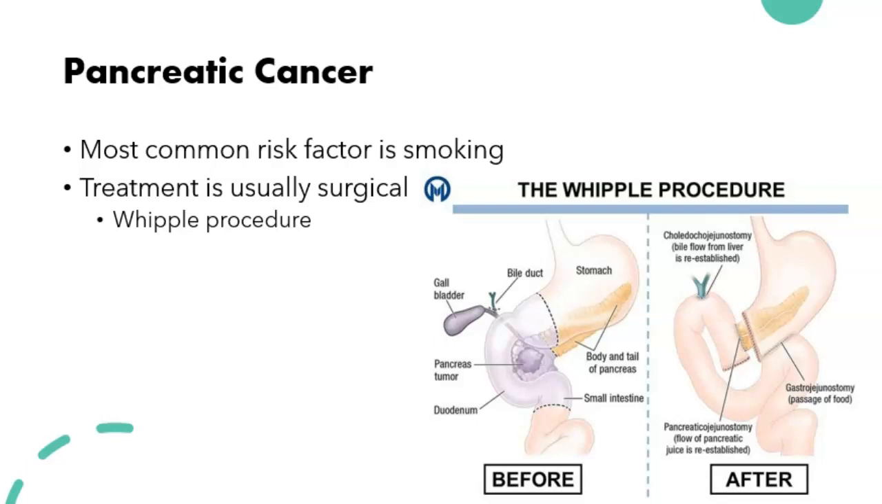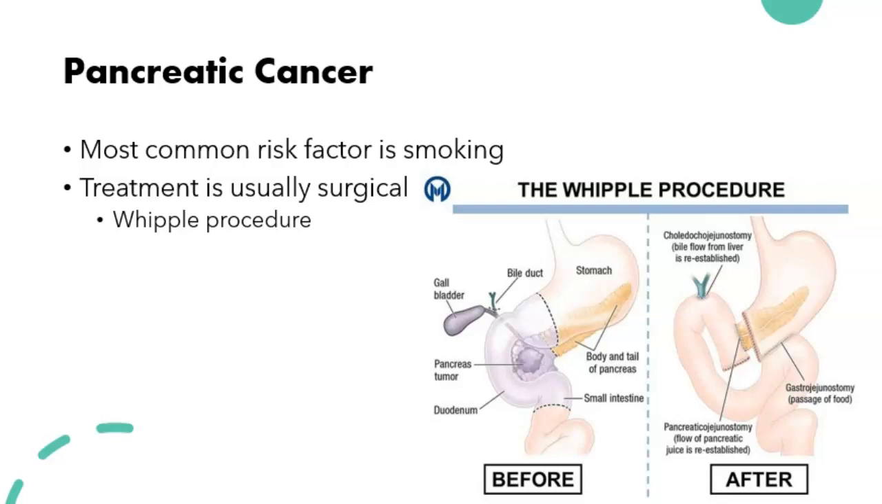Dull, steady pain in the epigastrium, or can be referred to the back. Weight loss, often gradual and progressive, is one of the earliest signs. Jaundice, pruritus, and a recent onset of diabetes can also be signs and symptoms. Diagnostic tests, it's going to be CT, ultrasound, and needle biopsy. Treatment is usually surgical, which is the Whipple procedure.